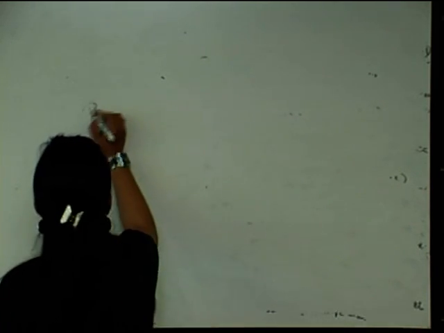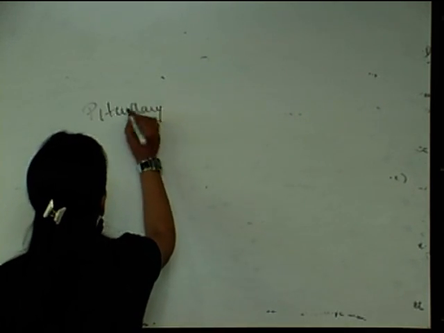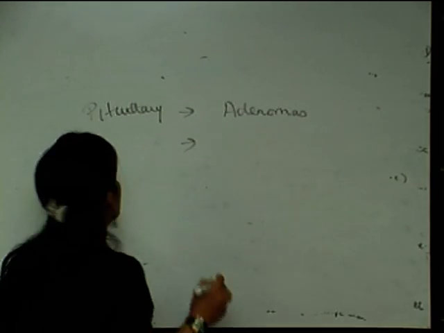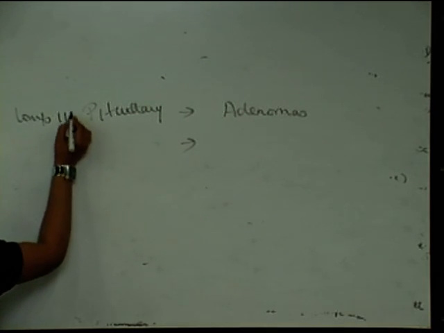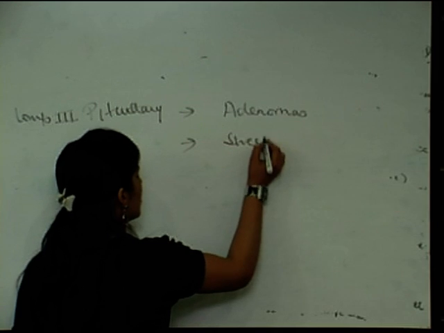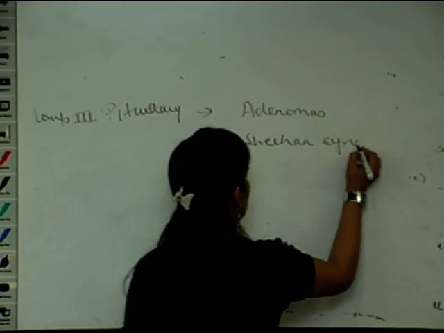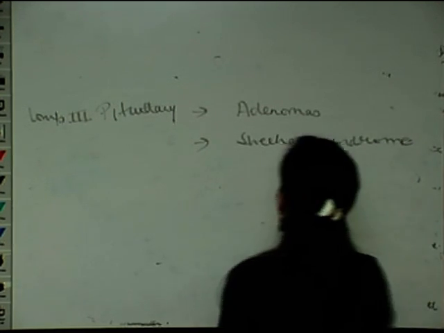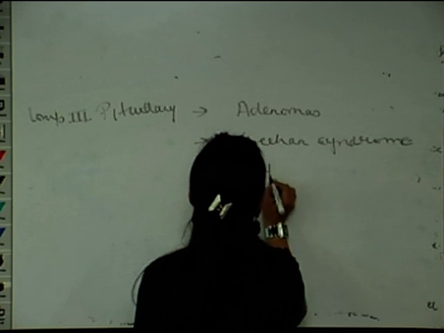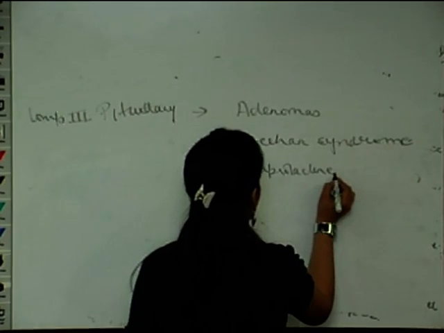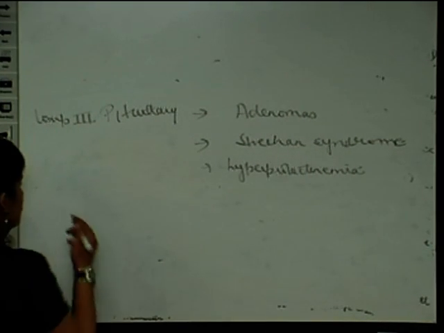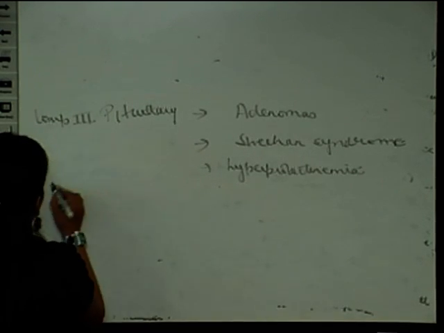The cause could be, number 1, pituitary tumors like adenomas. It could be Sheehan syndrome. Then it could be hyperprolactinemia. These are some of the important causes which can occur in the pituitary and can lead to secondary amenorrhea.